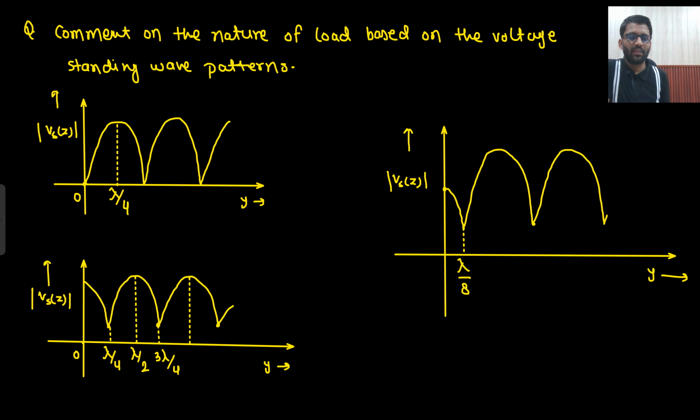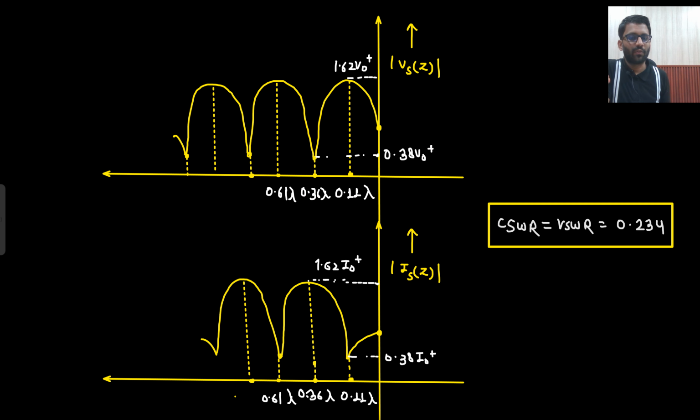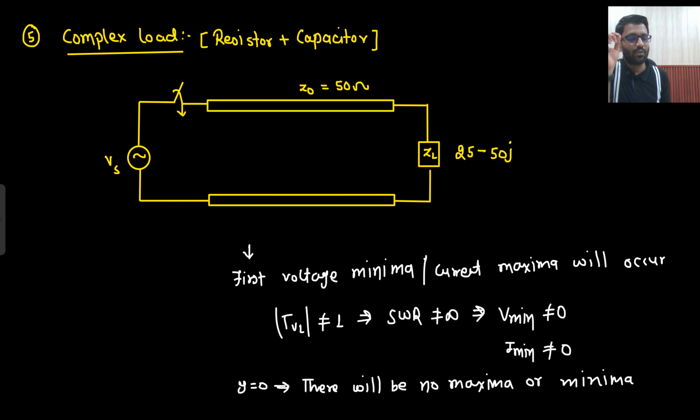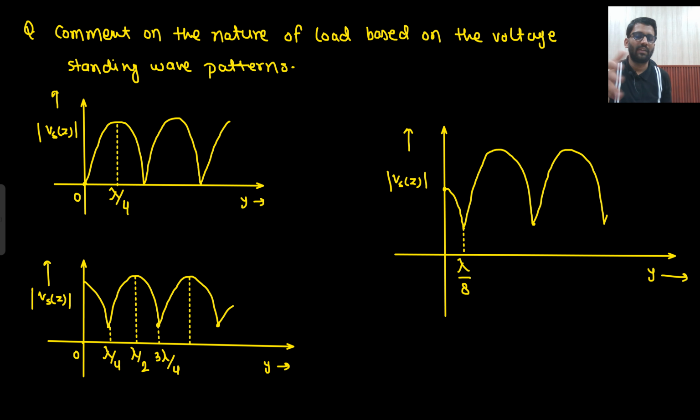So conclusion, you don't need to write down for complex load. For complex load, we are not writing down the conclusion. So complex load, you will keep in mind. What you will keep in mind? That load is complex. So certainly my gamma VL will not be equal to 1. So standing wave ratio will not be equal to infinity. And V minimum, I minimum will not be equal to 0. So certainly if load is not resistive, that means at y equals to 0, you will neither have maxima or minima. Now you need to see whether capacitive nature is there or inductive nature is there. So if capacitive nature is there, that means current maxima will occur first. And if inductive nature is there, that means voltage maxima will occur first. That's it. Now let's see some question.